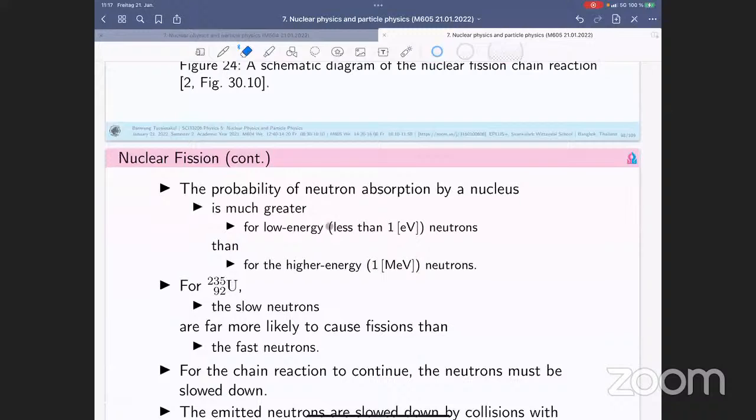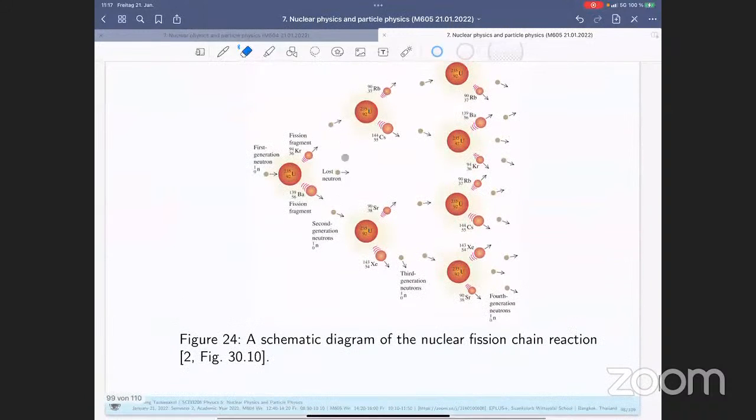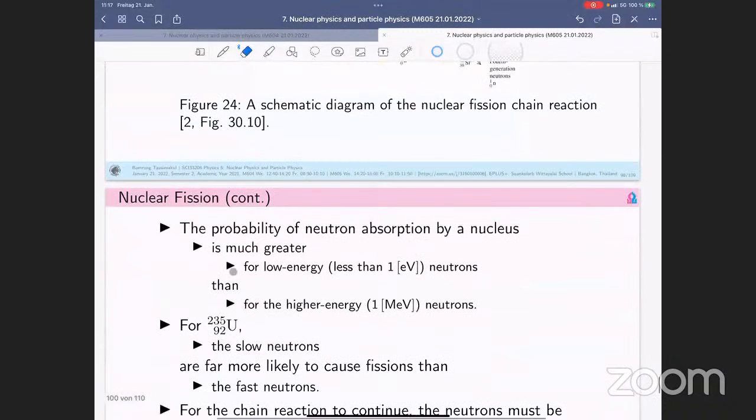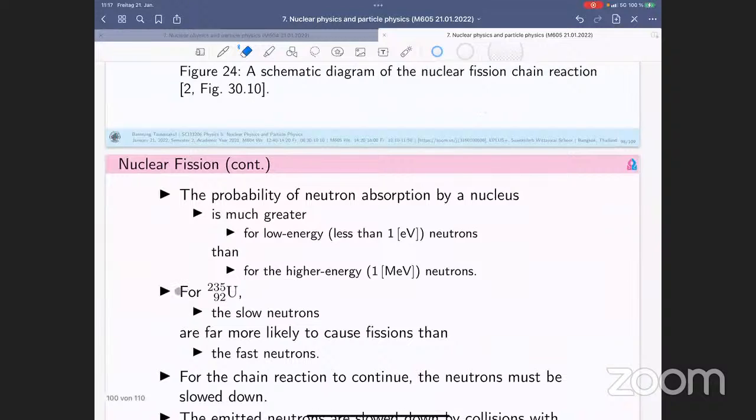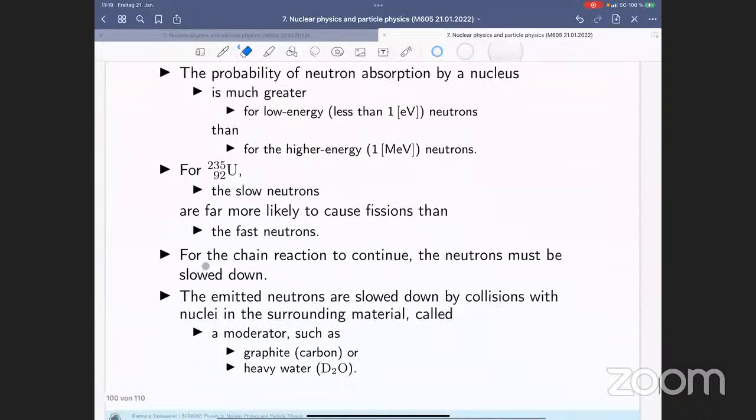The slow neutron will start the disintegration of uranium-235. Okay, high energy neutrons like 1 mega electron volt, mega meaning million, greater than 1 electron volt, will not be useful to the next uranium. For uranium-235, the slow neutron will be useful to cause the next round of fission, more than the fast neutrons. For the chain reaction to continue, the neutron must be slowed down.